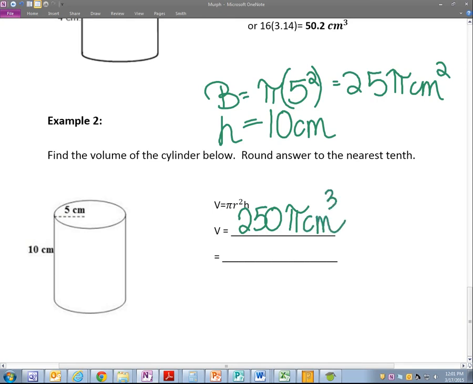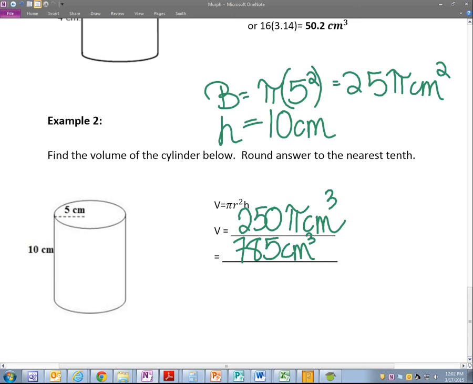Couldn't you also do the formula length times width times height too? Volume, like for a prism? Yes, that is correct. Yep, you could. Here's what you should have for number 5. This is what you have for example number 2: 785 centimeters cubed.